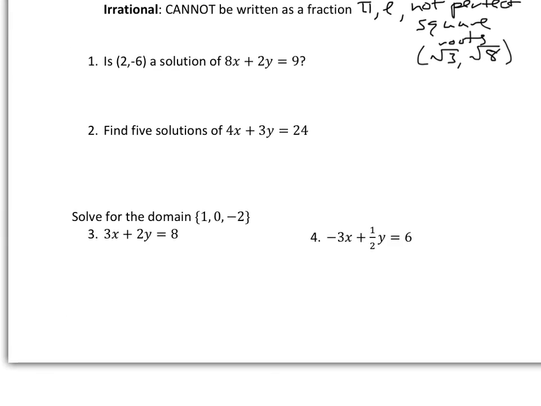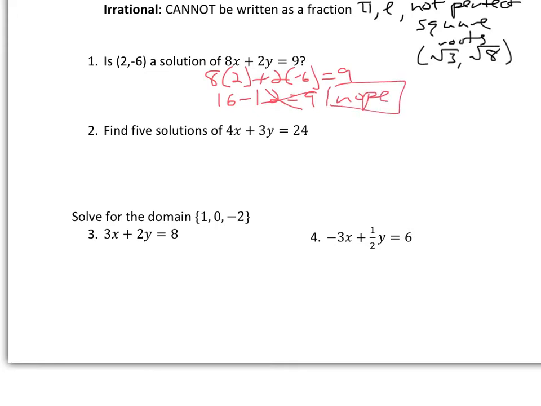So, jumping into some examples: is (2, -6) a solution to this? Plug in 2 for x, -6 for y, and see if it works. 8 times 2 plus 2 times -6 equals 9. 16 minus 12 equals 9. Not true, so no. It doesn't work.